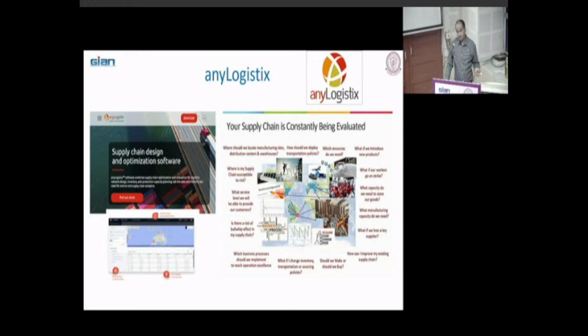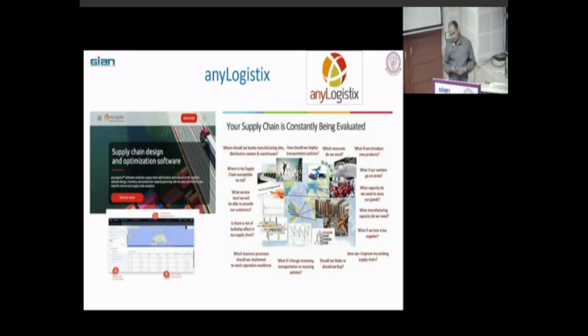Basically, where should we locate manufacturing sites, distribution centers, warehouses? How should we deploy transportation policies, less than truckload, full truckload policy, or other policies? Which resources do we need, men, machines, all those things? What if we introduce new products? Suppose you have the existing products and now you want to introduce new products. You can do that. Then what if one of the suppliers stops supplying you the products?